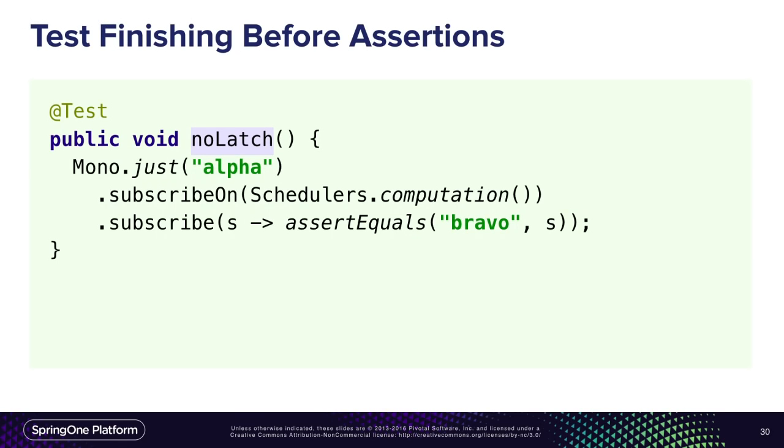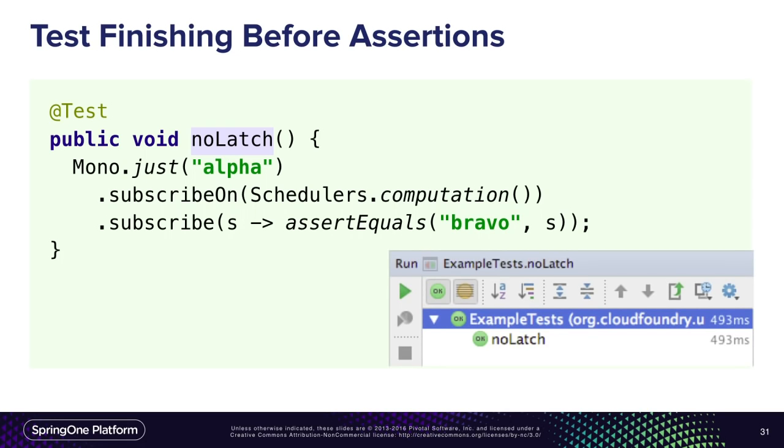A nice, simple, naive example. We create a mono, and it's just a string, nice and straightforward. We subscribe to it on a thread, and we make an assertion. We say that the result of this should be Bravo. And happily, it passes, except it wasn't actually supposed to pass because we started with Alpha, and now we've got Bravo. So whilst that looks OK, actually, that's not what we were hoping for.